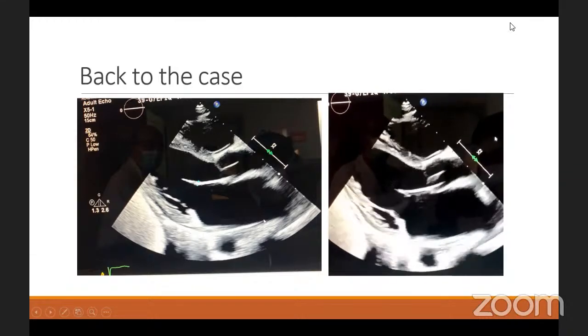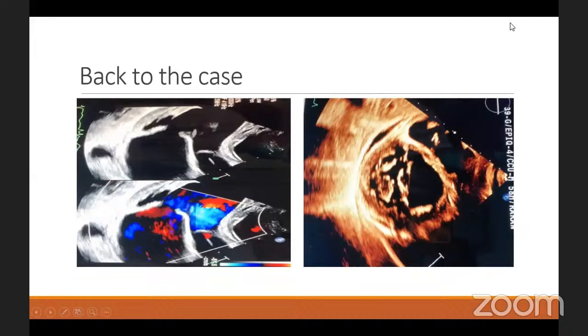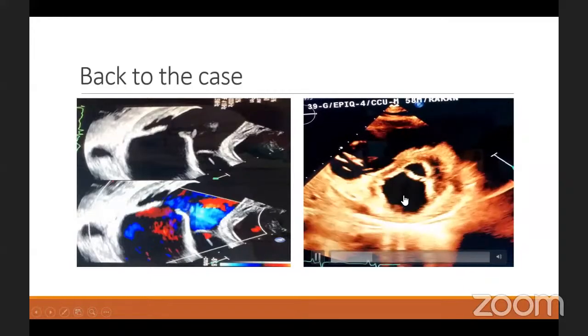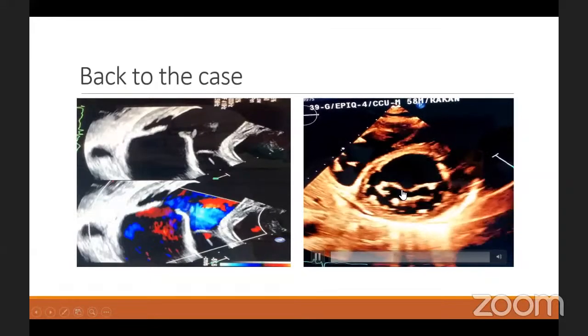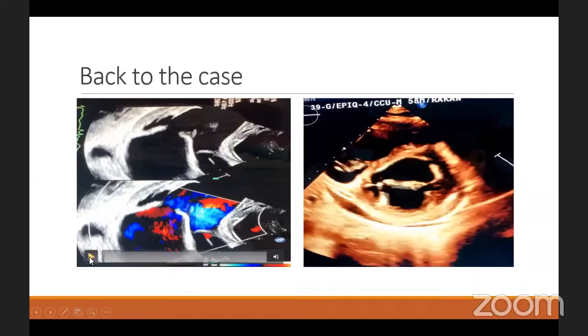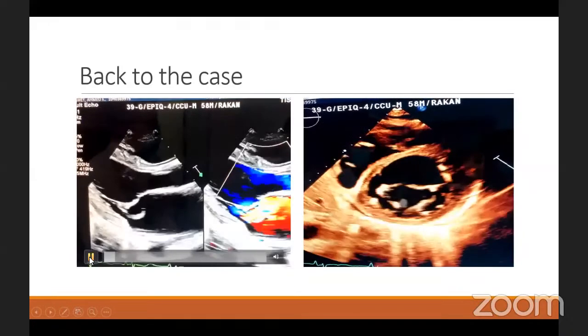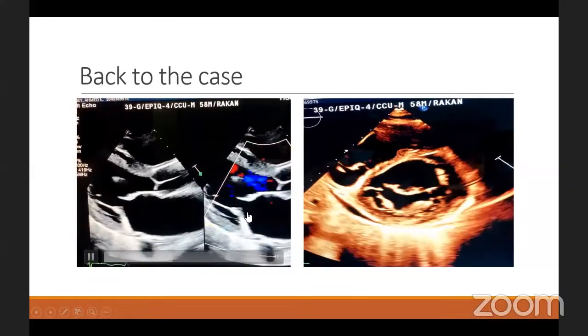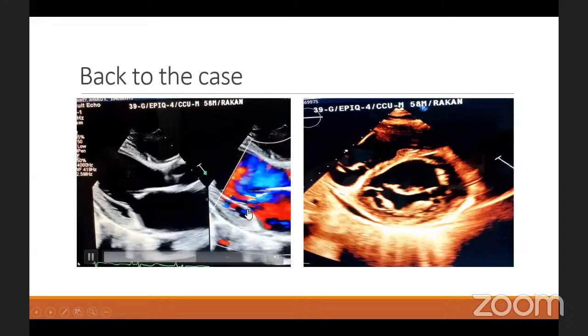Okay, from another view, this is a short axis view of the valve showing the redundancy of the posterior leaflet with no coaptation line between the two leaflets. This is the anterior leaflet, and this is the posterior leaflet. You can see here the color Doppler showing a severe mitral regurg with no coaptation line between the two leaflets.